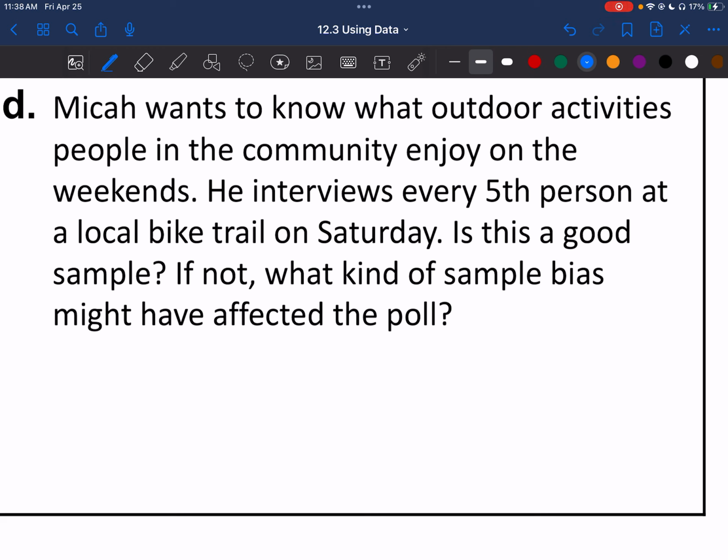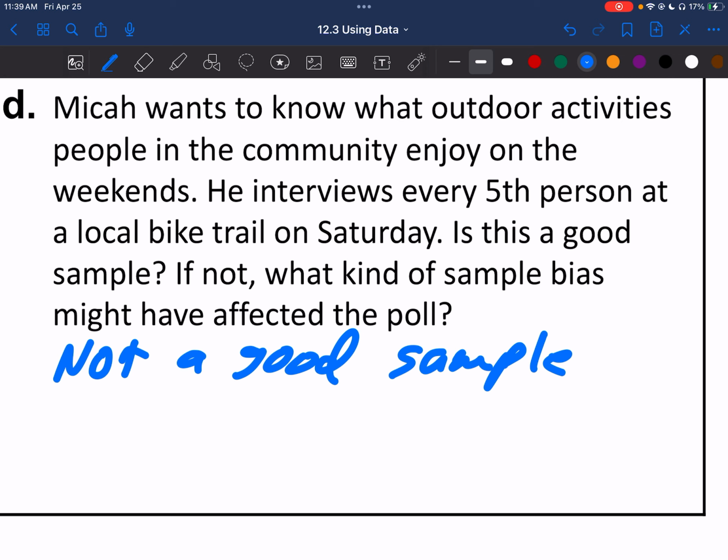So this would be a stratified sample. You're going to one specific place and it is systematic. You are doing every fifth person. So that sampling method is good. Are we going to see a bias? So not a good sample. And why not?